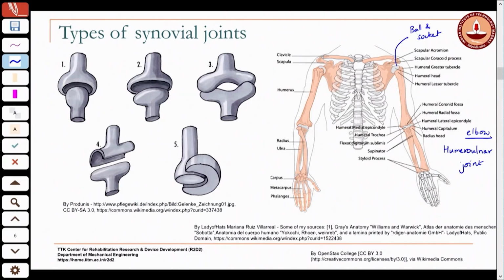Then you have the carpometacarpal joint of the thumb, and that is what allows the rotation in two different planes. That is the saddle joint that you have here.